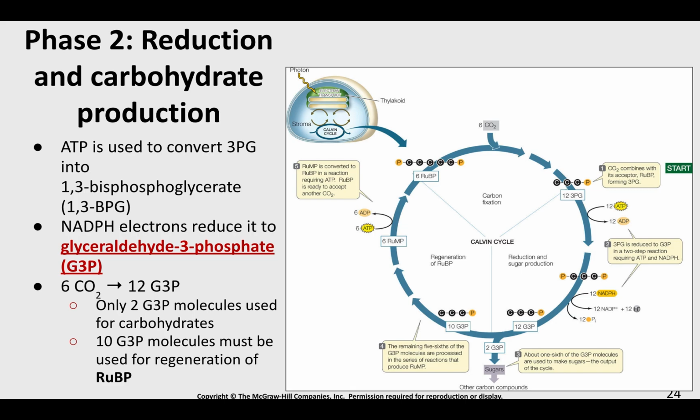All right, so we have created our G3P molecules here that will go on to make sugars. One thing I want to note is that in this whole process, we're taking 6 carbon dioxide molecules, combining them with 6 RUBP molecules, and creating 12 molecules of 3PG. Those 12 molecules of 3PG will make 12 molecules of glyceraldehyde 3-phosphate. Only 2 of those are going to go on to make sugars.